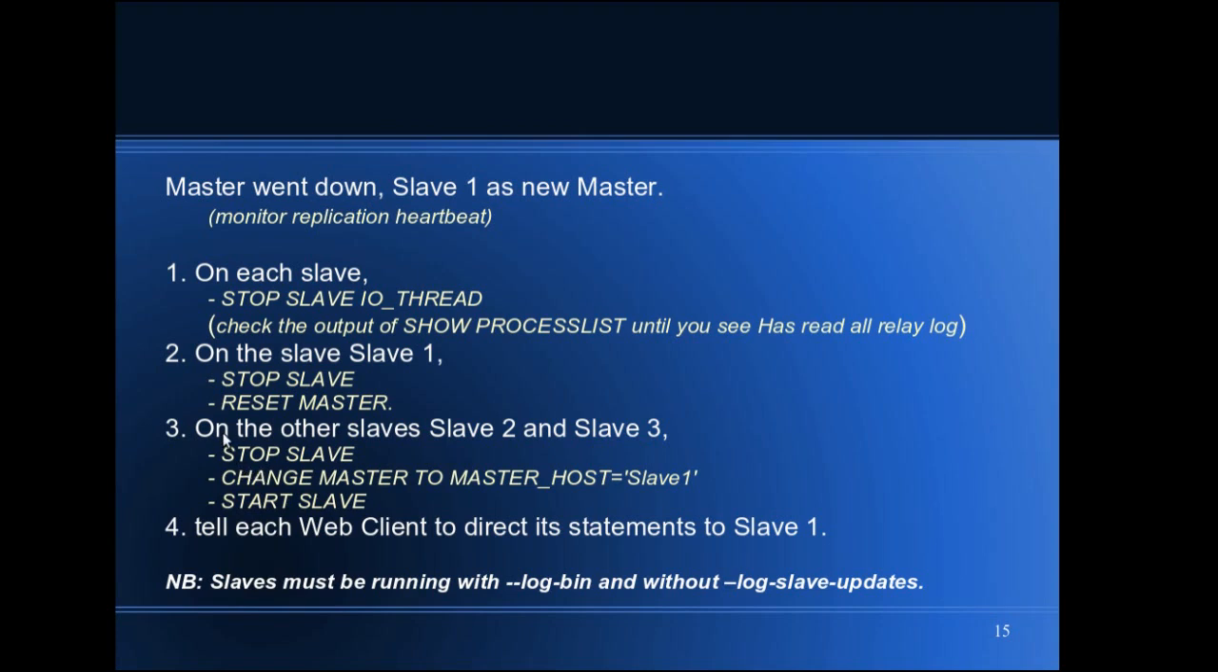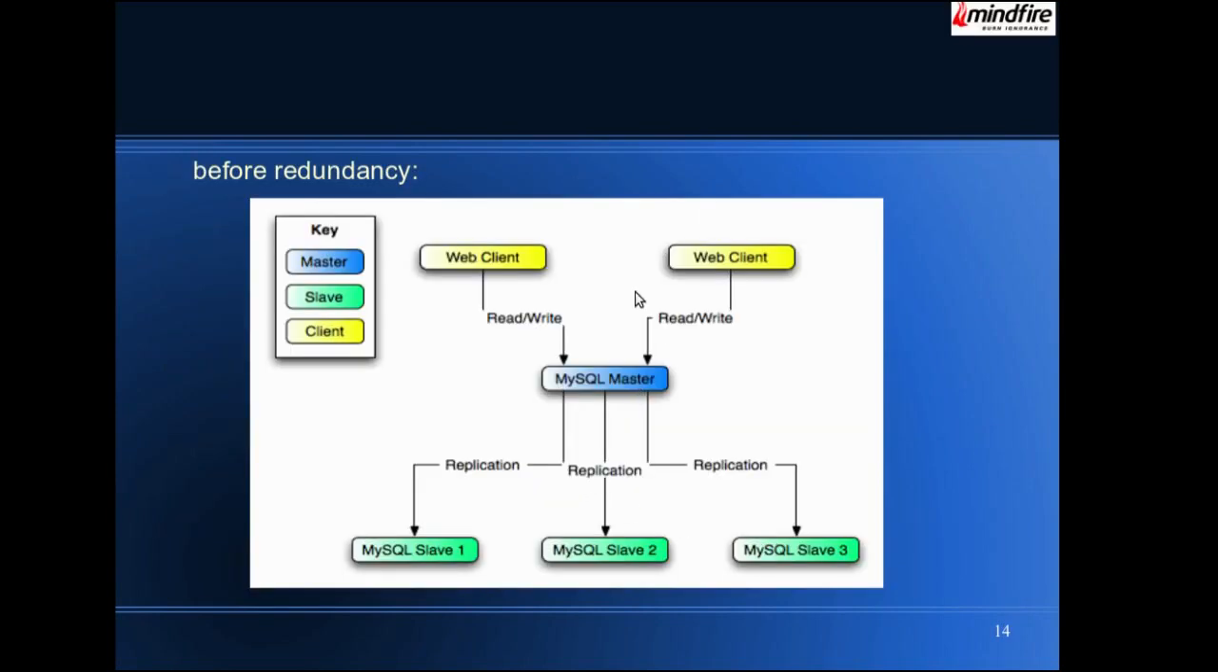In the next step, we stop the threads on slave 2 and slave 3, and we re-execute the change master command, and this time the master host will be slave 1 and not master 1. So now slave 2 and slave 3 are pointing to slave 1, and we just start the slave threads on slave 2 and slave 3. Now tell every web client to connect to slave 1, rather than pointing to the master.